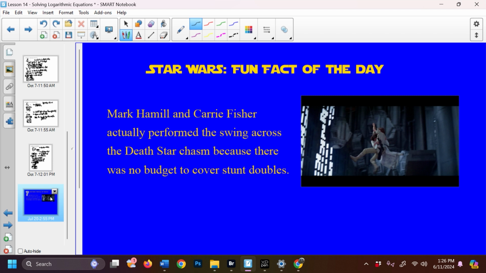Star Wars fun fact of the day. Mark Hamill and Carrie Fisher actually performed the swing across the Death Star chasm because there was no budget to cover stunt doubles. So they actually did it themselves. Way to go, Luke and Carrie.